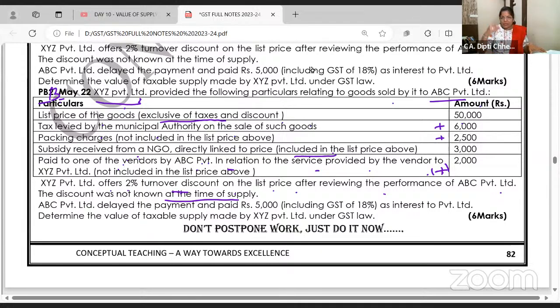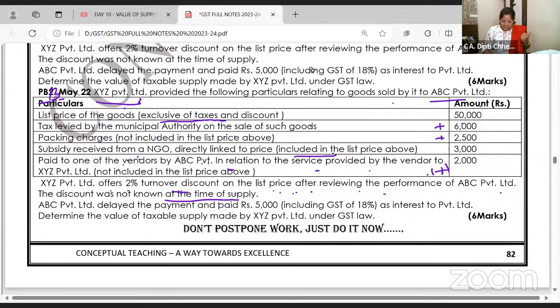Generally you deduct the discount. This offers a 2% discount on the list price. Okay, so will you deduct it? No, you will do nothing for this 2% discount. I hope you are getting why: because this was not pre-decided.